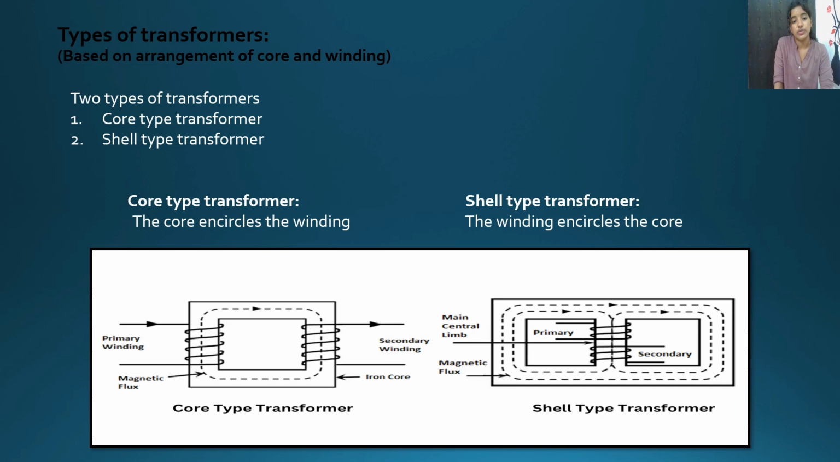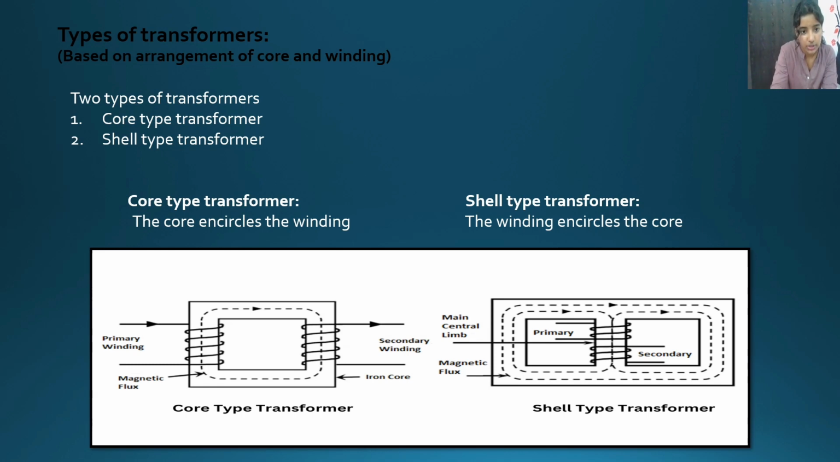Coming to the types of transformers, we know the basic parts of transformers, right? What are they? Core and winding. Based on the arrangement of these two parts, transformers are classified into core type and shell type. These are the two main types of transformers. To understand them better, I have provided pictures at the bottom, so you will get a clear idea of each transformer by looking at the pictures.